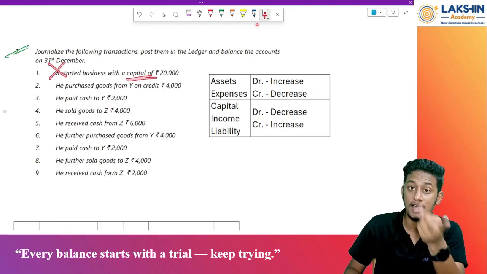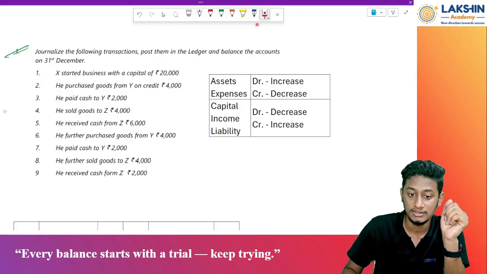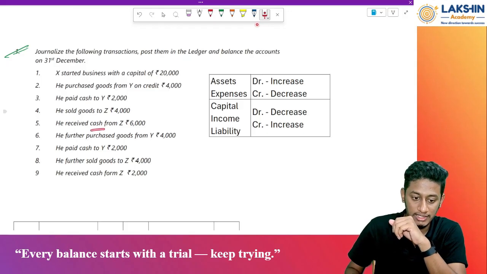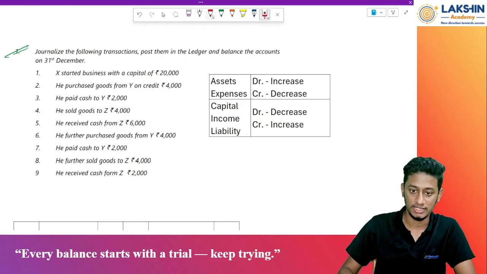Only capital account and one more account, double entry, right? We need to follow the double entry. Then what is the second account? That is cash account, or the bank account for that matter. Okay, because all the entries have been given in cash, so we will open cash account itself. Now let us open two accounts, that is capital and cash account.